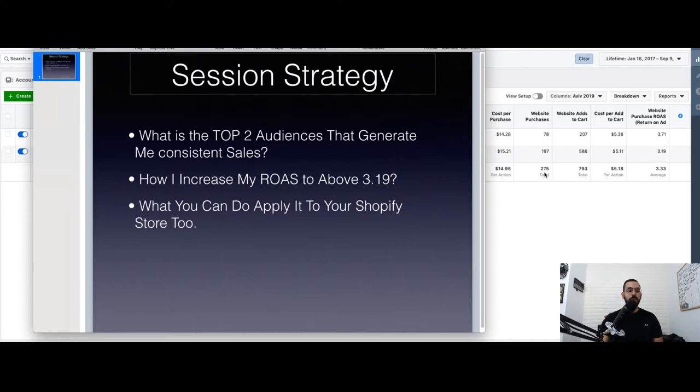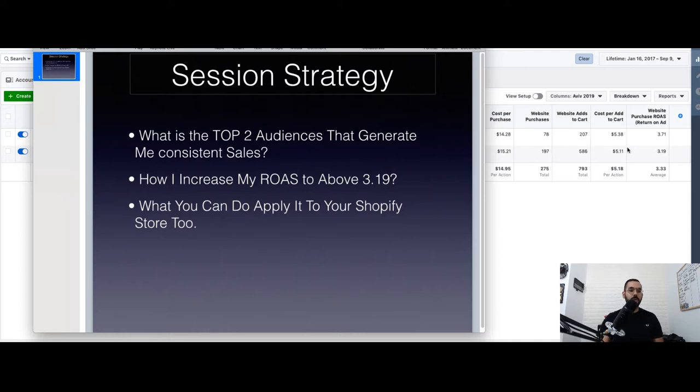So as you can see here, this is over 270 sales, and the cost per purchase is 14.95. And we have a lot of add to carts, which means these audiences also give us good add to carts, which we convert after that in our retargeting ads.